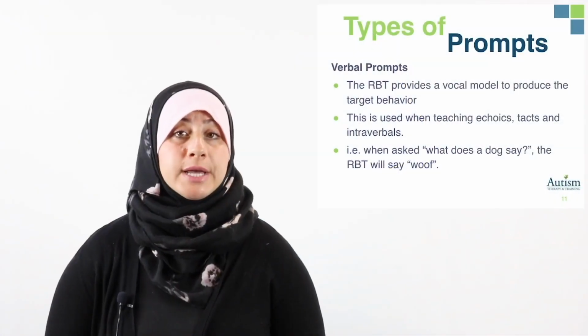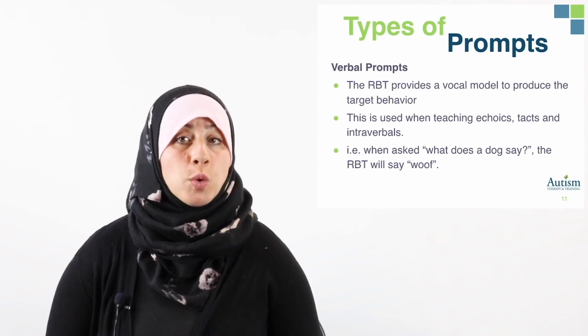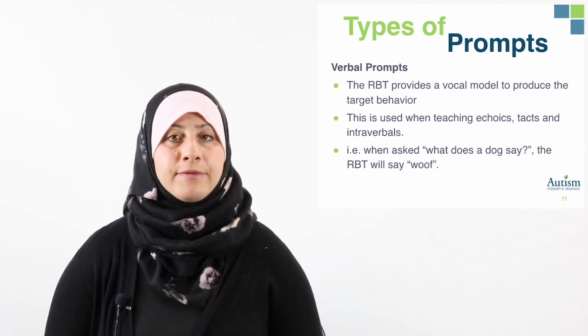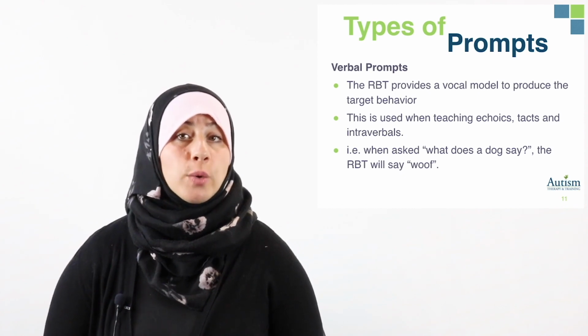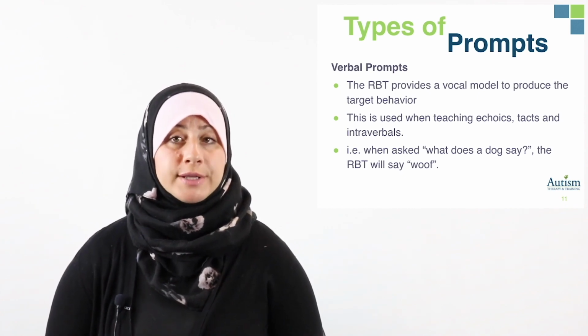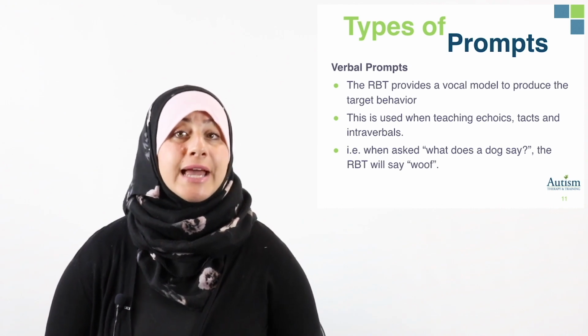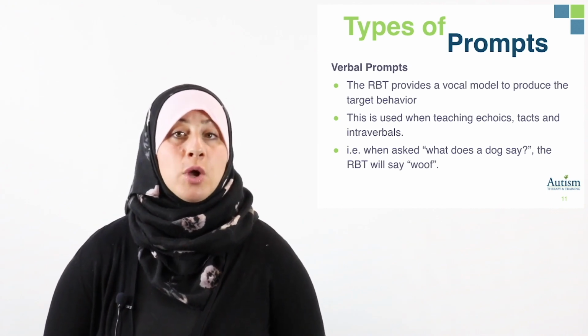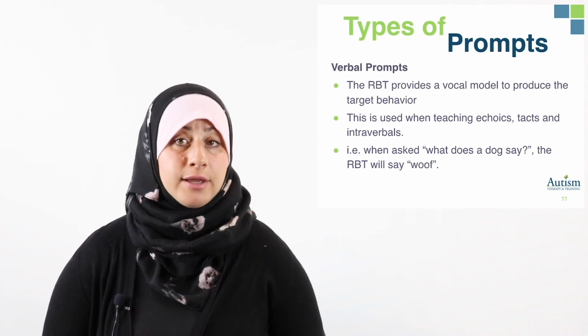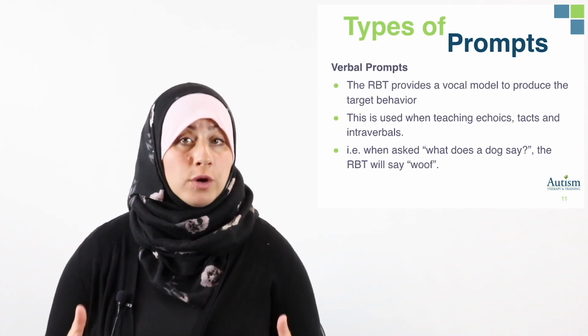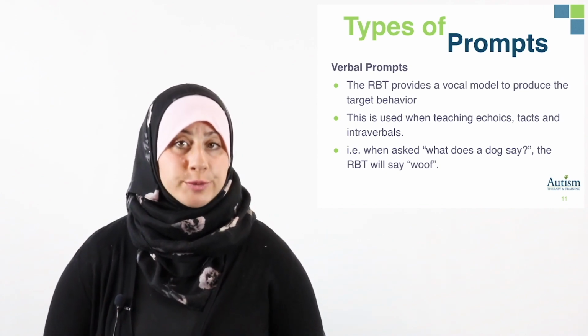A verbal prompt is when the therapist provides a vocal model to produce the target behavior. This is using an echoic to evoke the correct response. This is used when teaching echoics, tacts, and intraverbals. For example, when asked, "What does a dog say?" the RBT would say, "Woof woof," prompting the correct response.